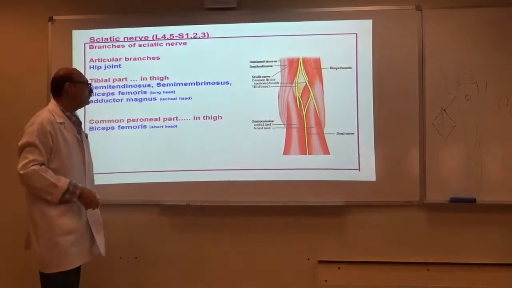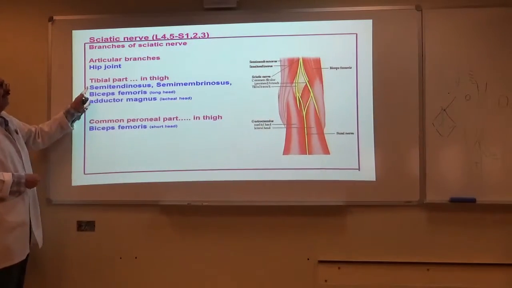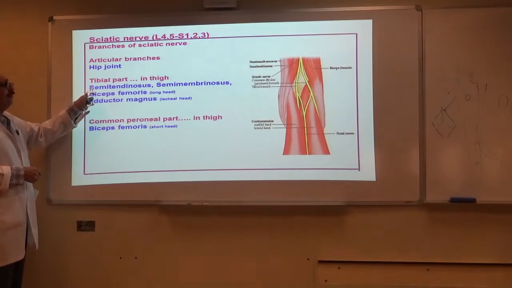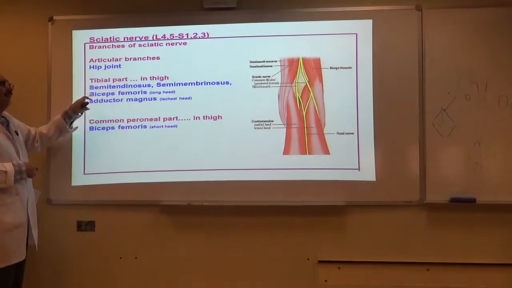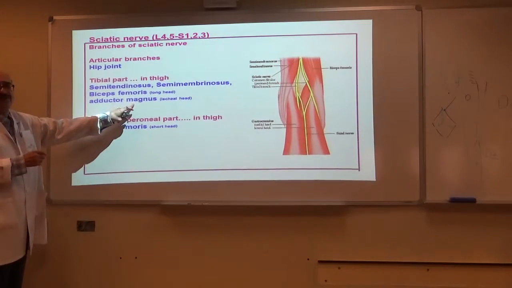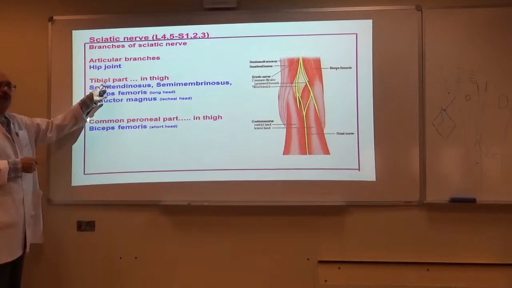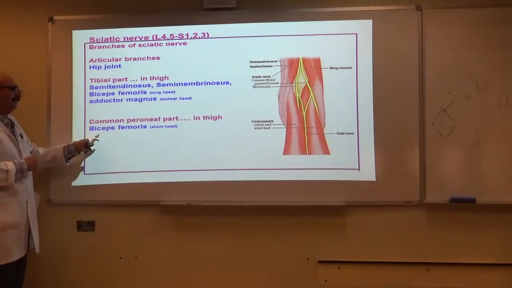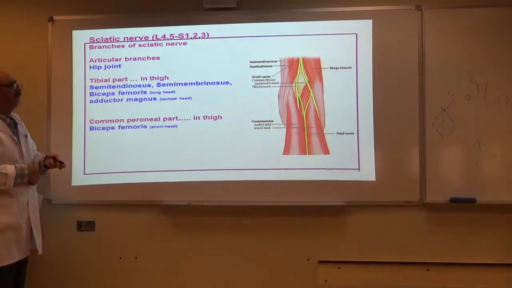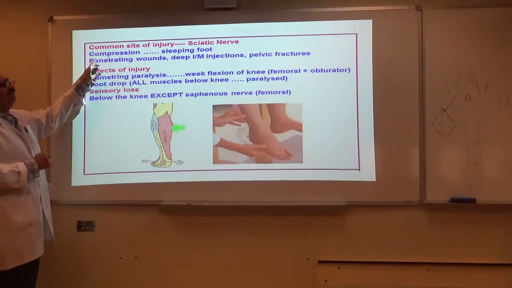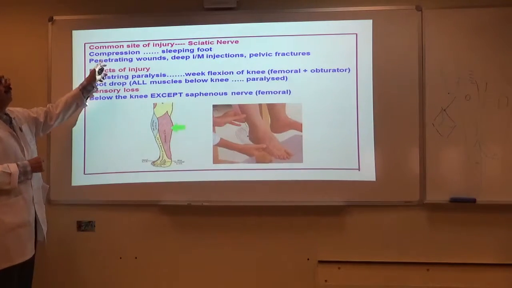With me? Okay. Tibial part in the thigh supplies semitendinosus, semimembranosus, and biceps femoris, plus adductor magnus, which has an ischial part or ischial head. These are all hamstrings, the true hamstrings, so all the hamstring muscles are supplied by this. Then, common peroneal in the thigh will supply biceps femoris, short head.